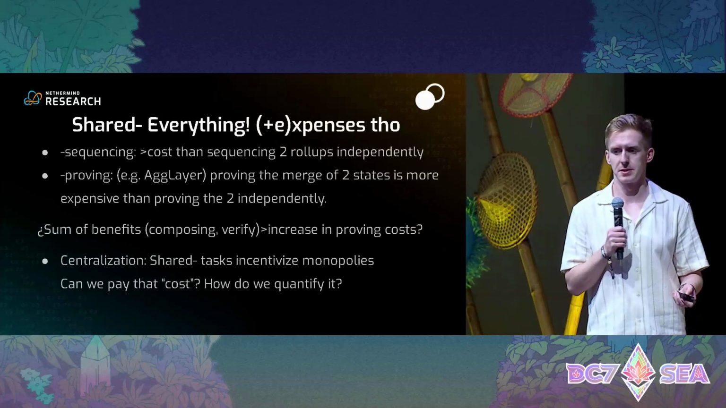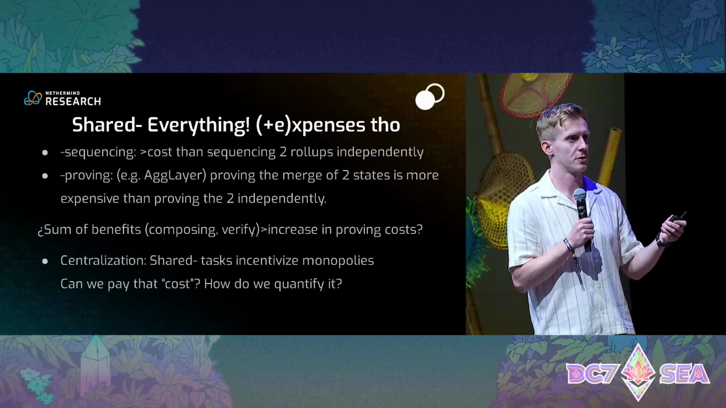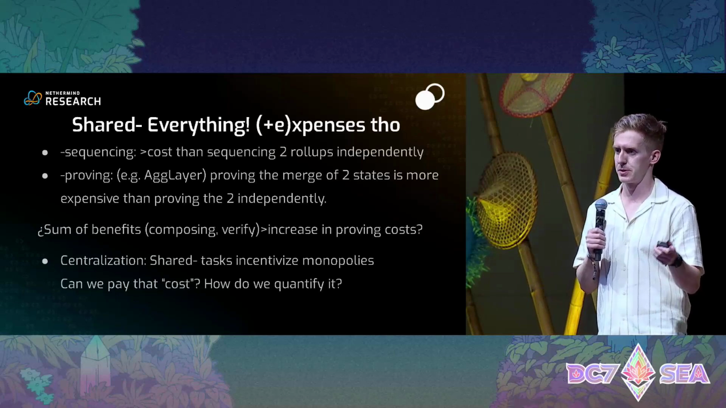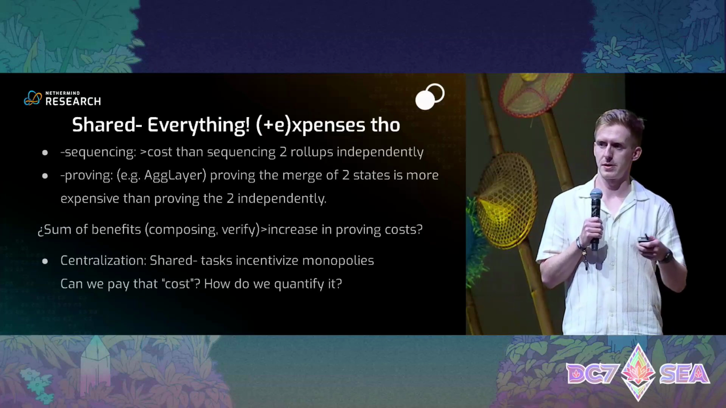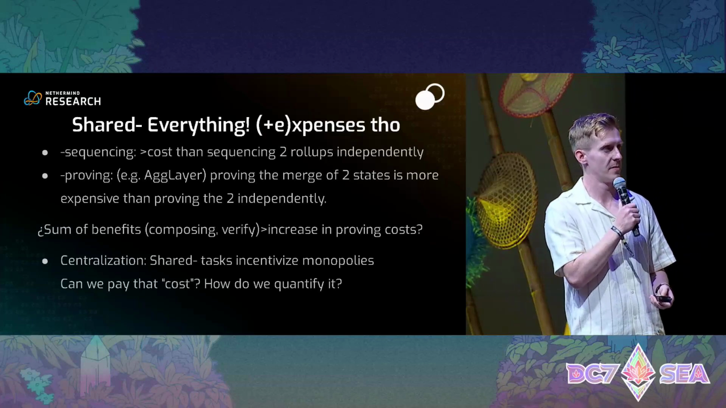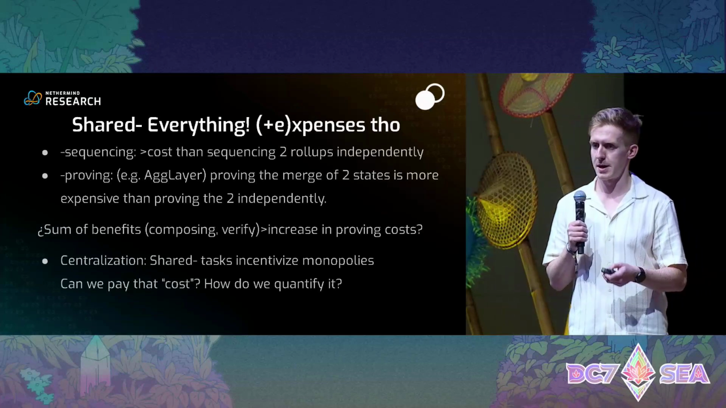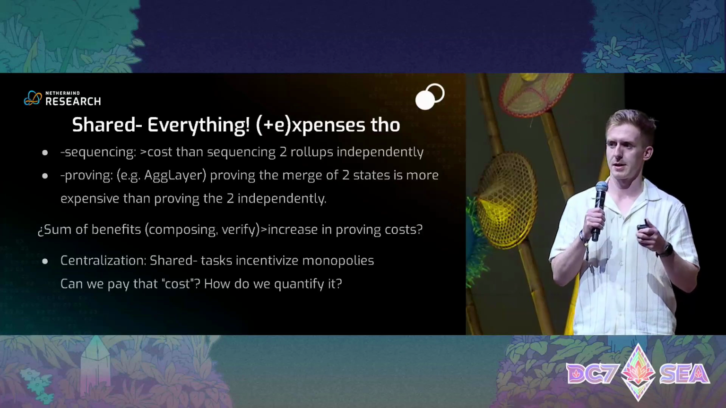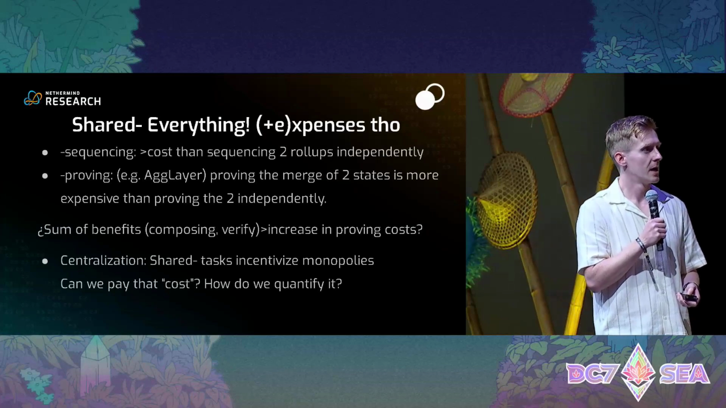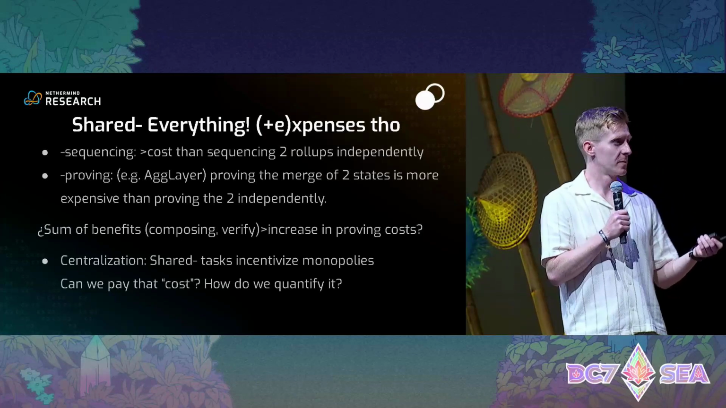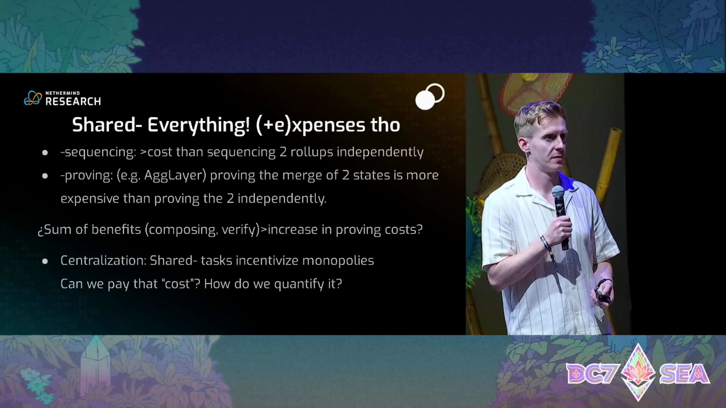But it's also going to increase expenses, right? So there's definitely a greater cost for sequencing two rollups together than sequencing both of them independently, just because of the increased search space, the greater amount of MEV opportunities that exist. Shared proving, again, similar concept. As far as I understand, proving two states together is more expensive than proving two individually. But the big question will be, are the benefits greater than the increase in proving costs? We're only going to see that when we see what the results of this R&D are.